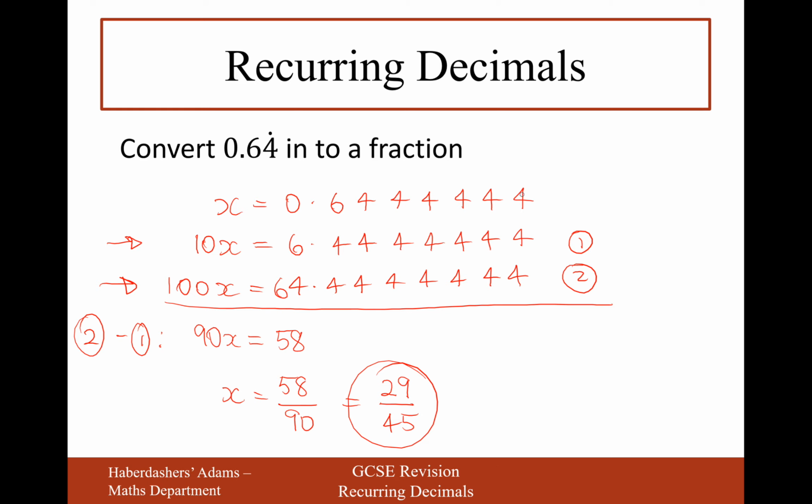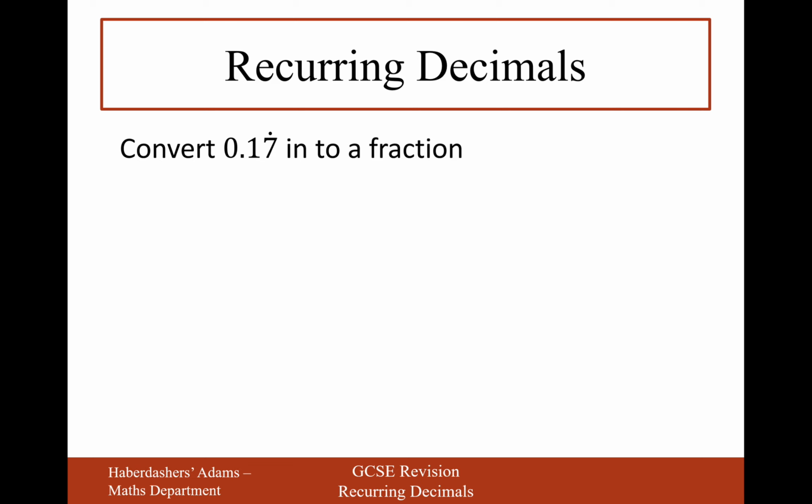Okay, so it's just a case of multiplying up by tens and then seeing where your decimals cancel out. And the more you get used to this, the more you'll be able to see how your decimals will cancel out. Okay, let's have a go at this question then. So it's 0.17 with the 7 having a recurring dot above it. So it's just 0.177777777, similar to the last one.